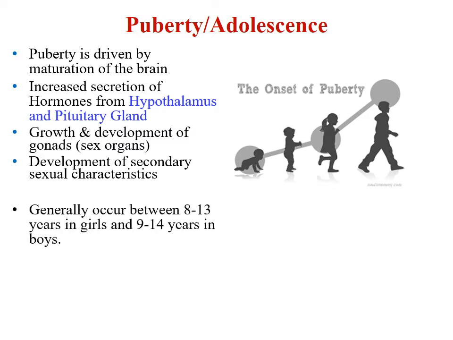Generally, it occurs between 8 to 13 years in the case of girls and 9 to 14 years in the case of boys. Here we need to remember that girls mature faster than boys, 8 to 13 and 9 to 14. We'll come to that part when we discuss secondary sexual characters and other things later in the next slides.